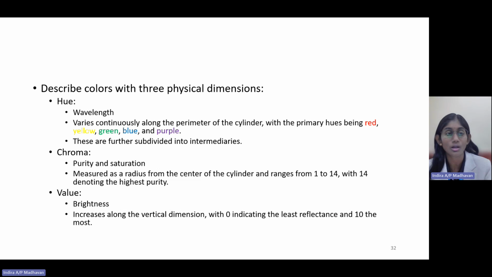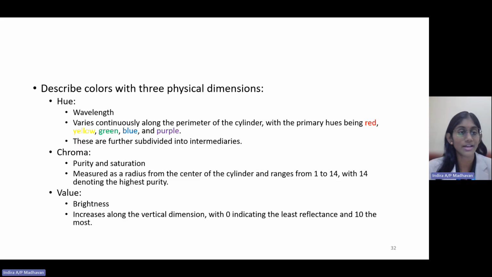And then the next one is the chroma, the purity or saturation of a color. Different saturations can be found in the Munsell color tree. It is measured as a radius from the center of the cylinder, ranging from 1 to 14, with 14 denoting the highest purity. So if, let's say, a red shade has a value of 14, that means it is the purest red color. When the number gets lower, it is not so pure.